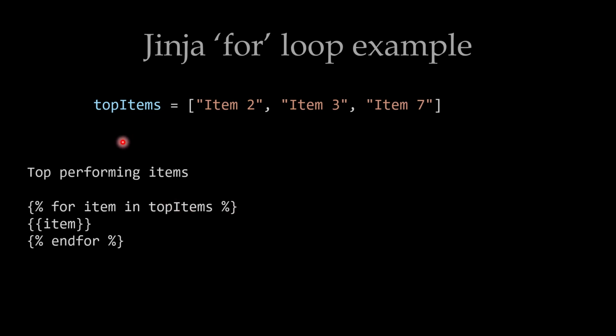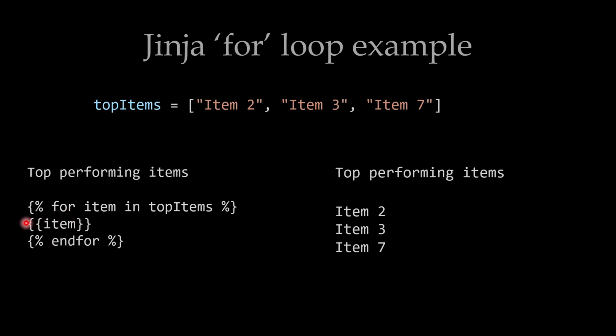So let's say I have a Jinja template something like this. I can declare a for loop in a Jinja template. So here I'm writing for item in top items. Since the variable name is top items, I'm iterating through these top items just like in Python. And for each item, I'm just rendering the item. So the output would be something like this: top performing items, item 2, item 3, item 7. So this way you can even use for loops in Jinja templates.